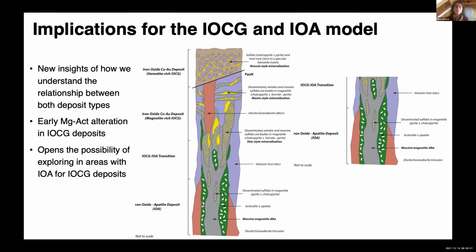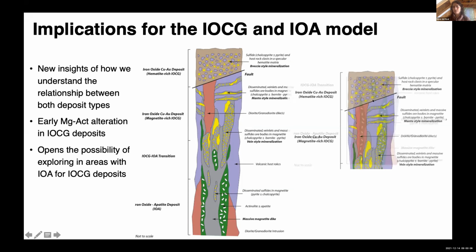And this opens the possibility of exploring areas that are rich in IOAs for IOCG deposits. Normally we would think that if we see only IOAs, we will be too deep in the system to find an IOCG. And this is actually saying that that may not be the case. So basically we see an overlap between these two parts of the whole system.